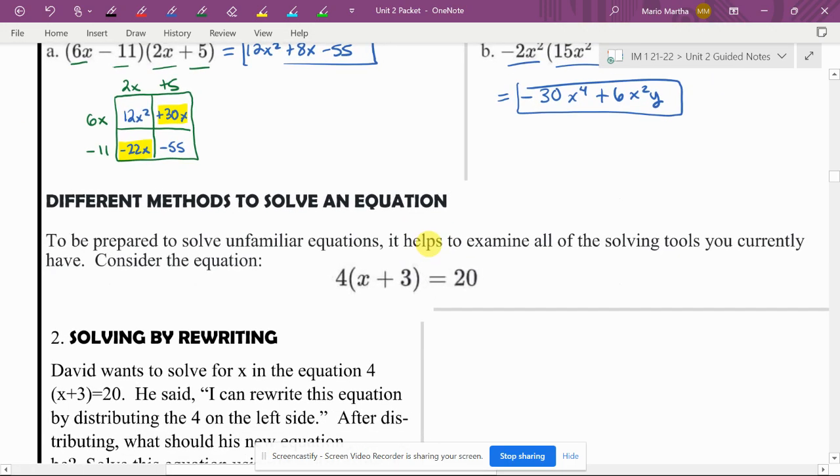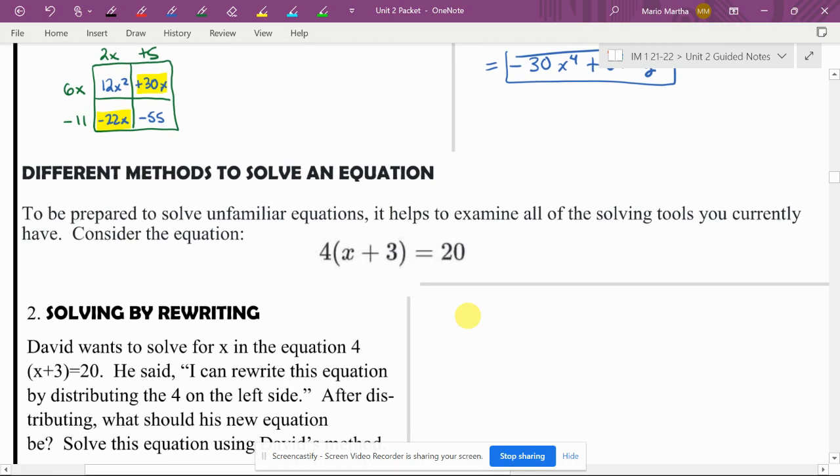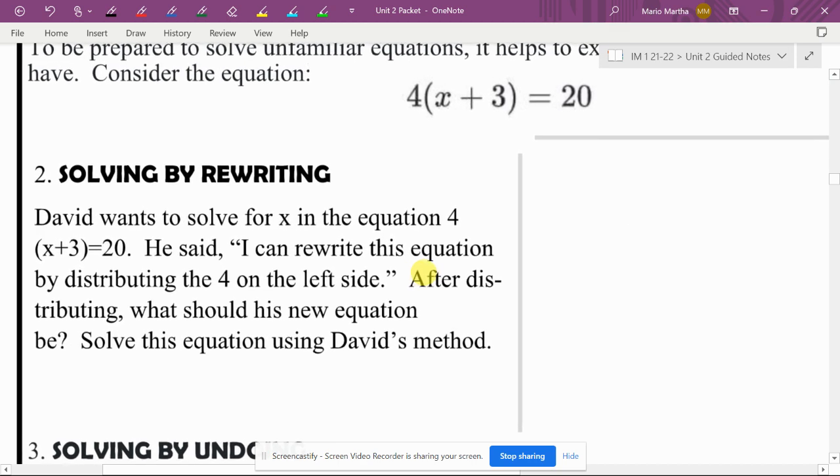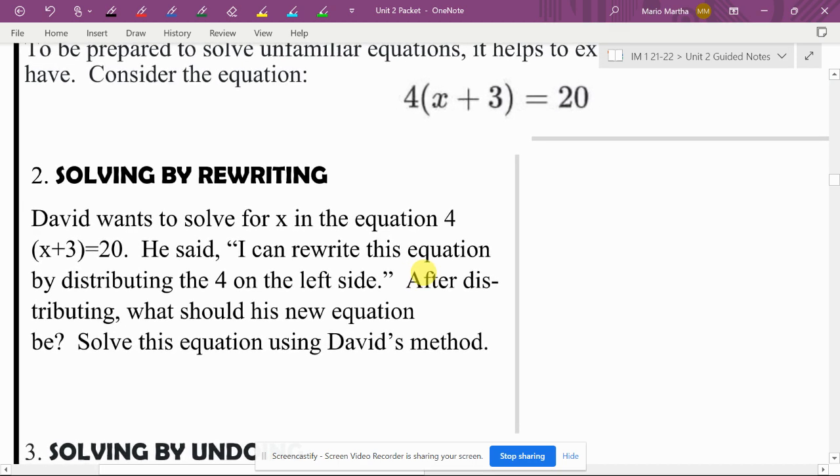All right, and then let's look at the difference. So now let's look at the different methods to solve an equation. To be prepared to solve an unfamiliar equation, it helps to examine all of the solving tools you currently have. So consider the equation: you have 4 times x plus 3 equals 20. So first, we're going to look at the first technique, which is called solve by rewriting.